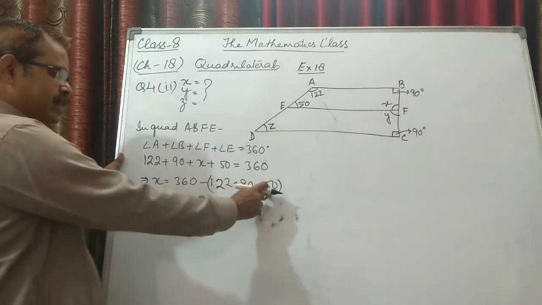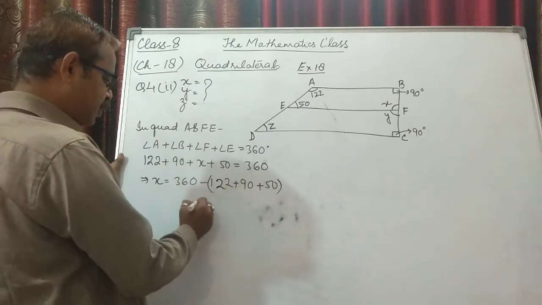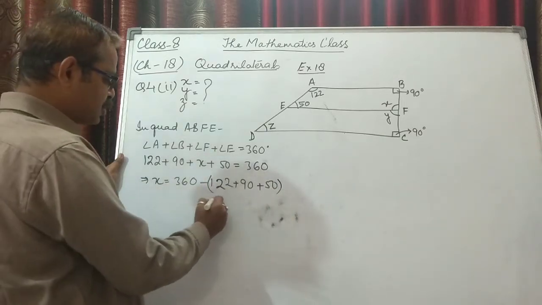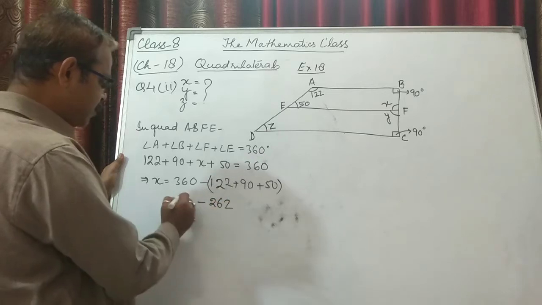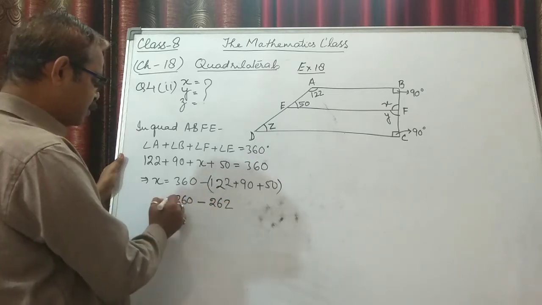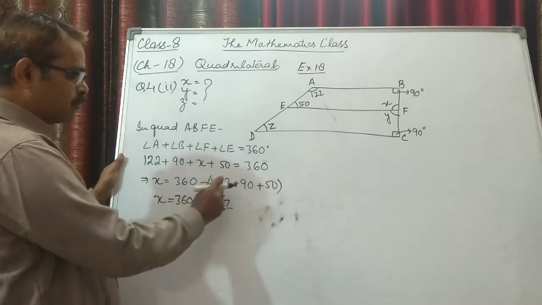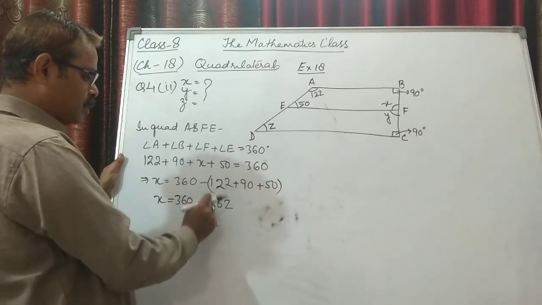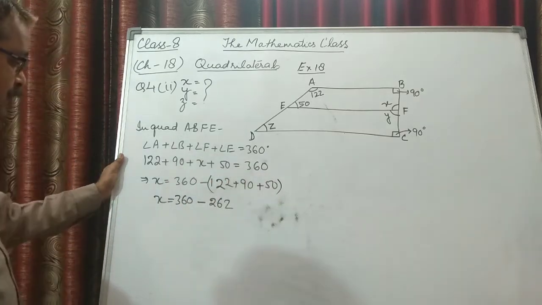Now 90 and 50 is 140, 140 and 122 is 262. So the total comes out to be 262, the total of these angles. Right, 262.